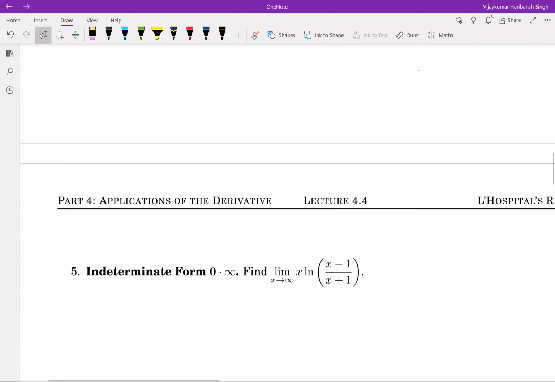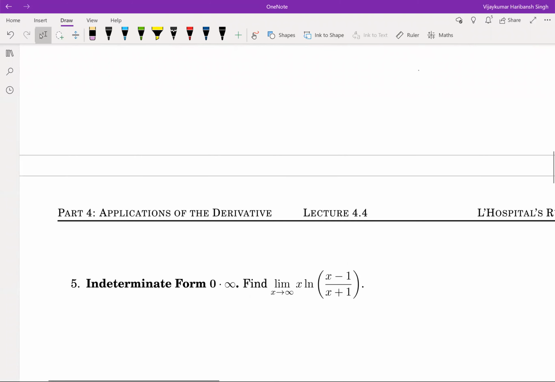All right. So let's move to the next one. So there are 7 indeterminate forms. We already have talked about 0 over 0 and infinity over infinity. Now the next one we're going to discuss is 0 times infinity.